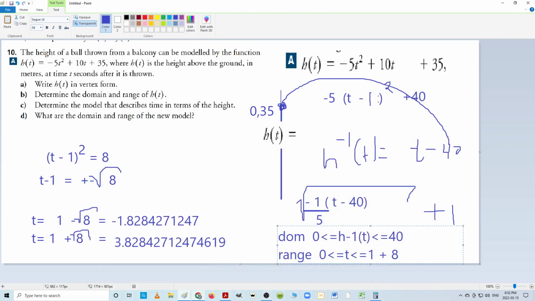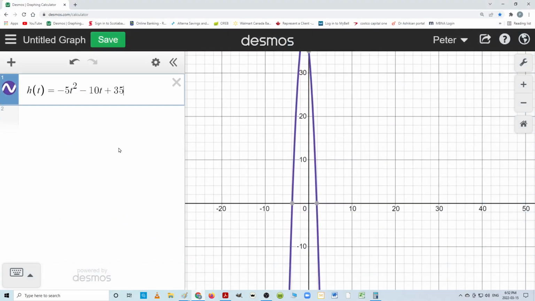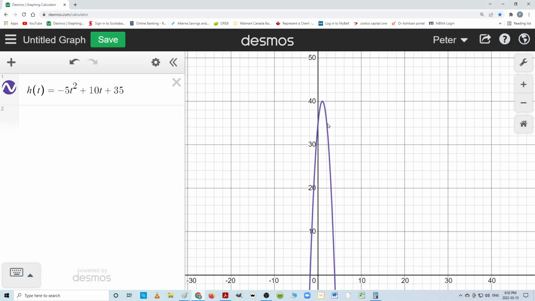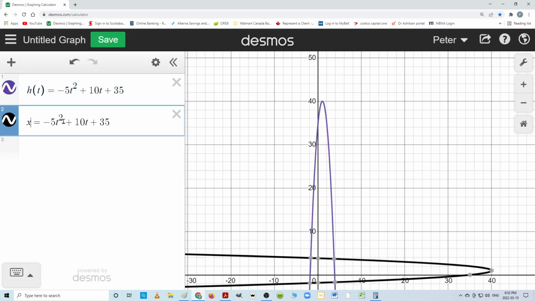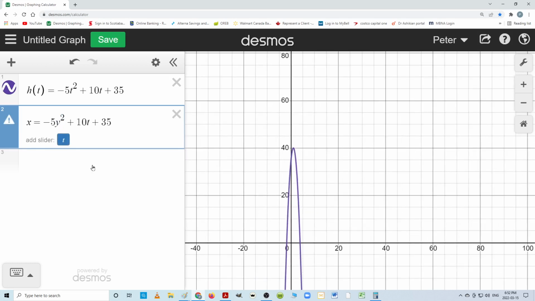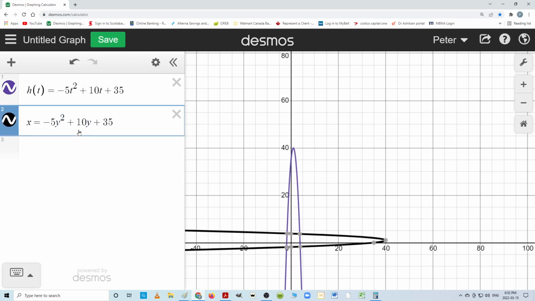Just to make sure I get it right. That's plus 10t. There it is. And you can see that's when it hits the ground. Now here's the inverse. And yeah, it doesn't accept inverses, so we have to do it like this. There you go. It doesn't accept t's in inverses.